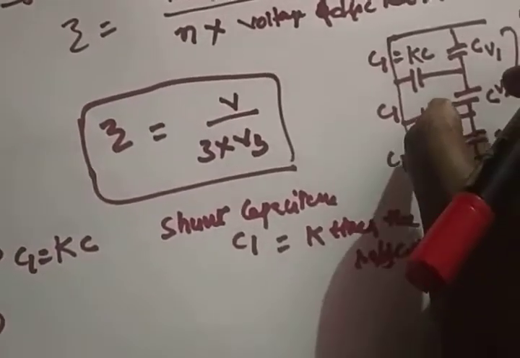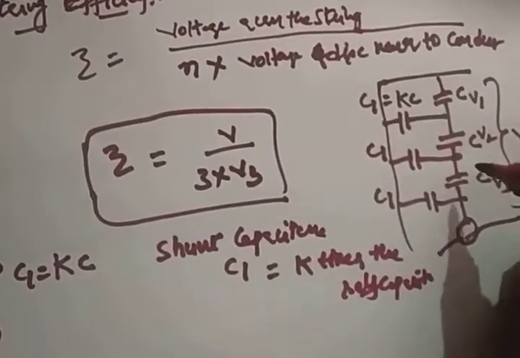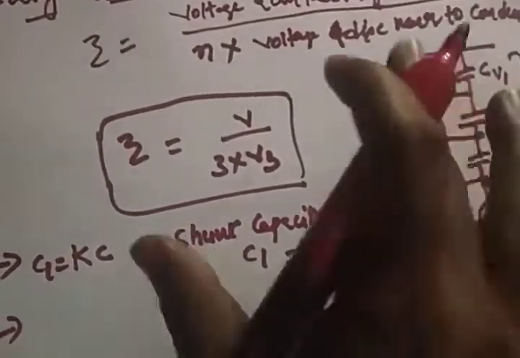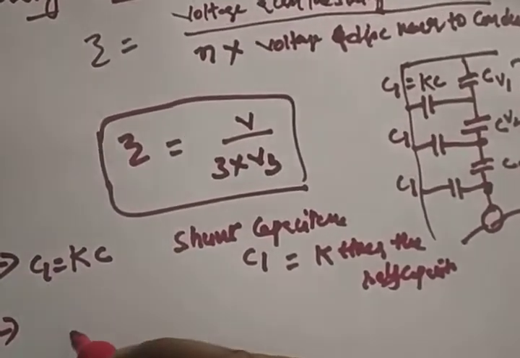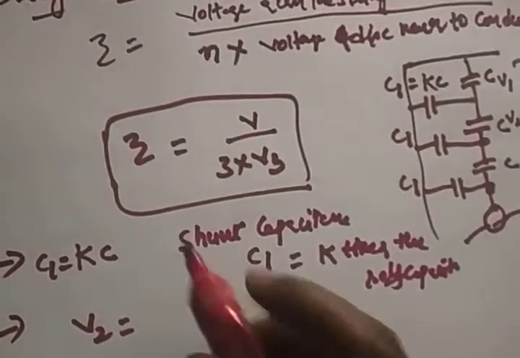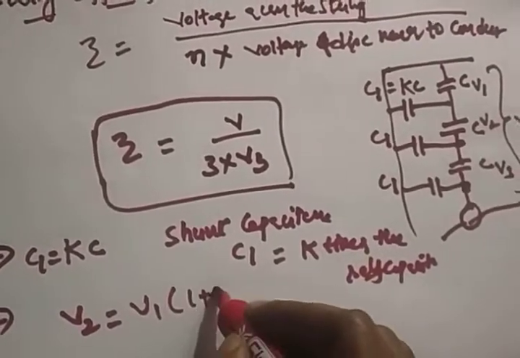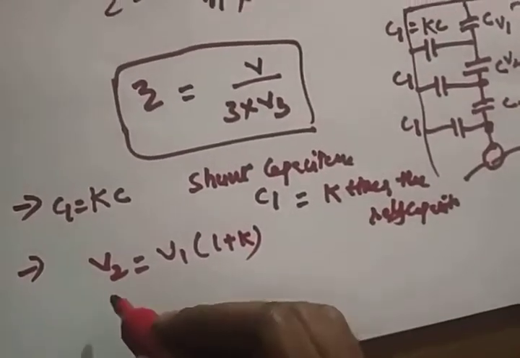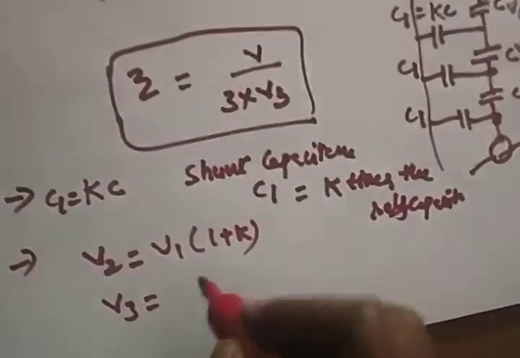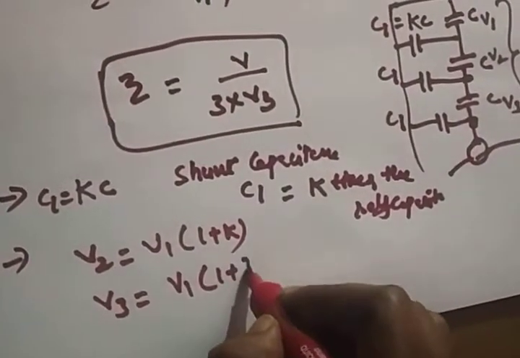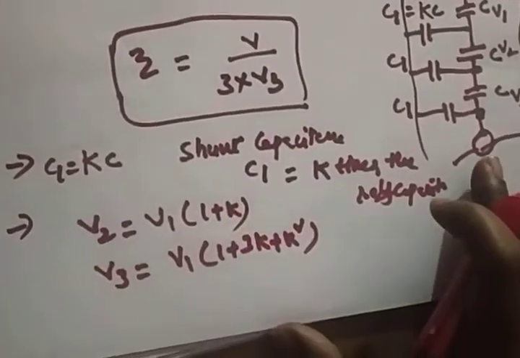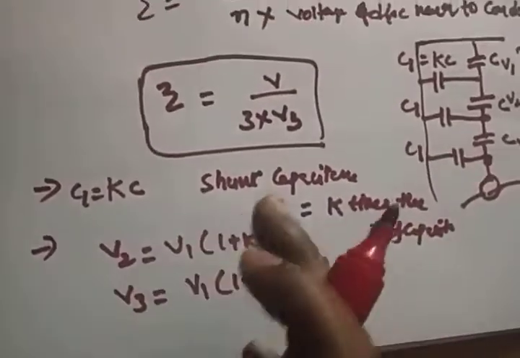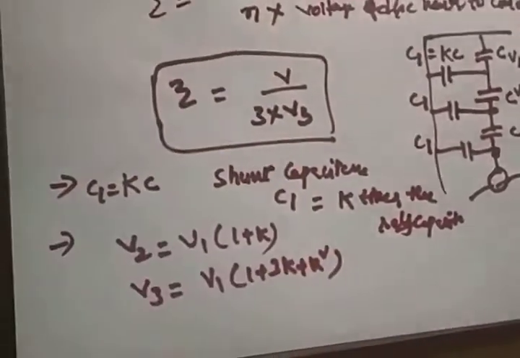After that, we apply KCL at this point. We derived it in the last session, no need to discuss it again. From that, the value of V2 is V2 equal to V1 into (1 plus K). Then V3 is equal to V1 into (1 plus 3K plus K square). These are the formulas that we derived in the last session. I just want to briefly rewind all these things, right?